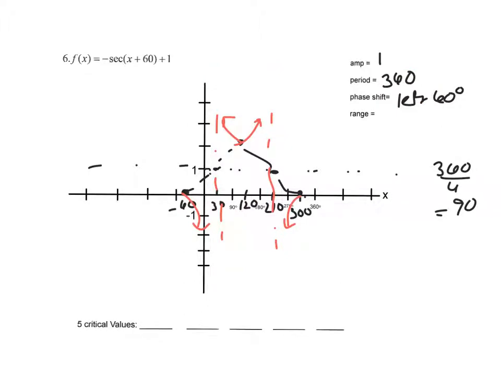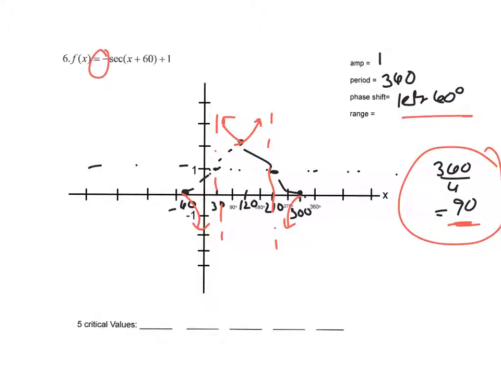All right, and then this one is in red. Check it out. Your asymptotes are at 30 degrees and 210. If you have trouble figuring out what you're going up by, remember, divide your period by 4. So you're going up by 90s. You're starting left 60 degrees, which means you're ending 360 degrees later, which is at 300.